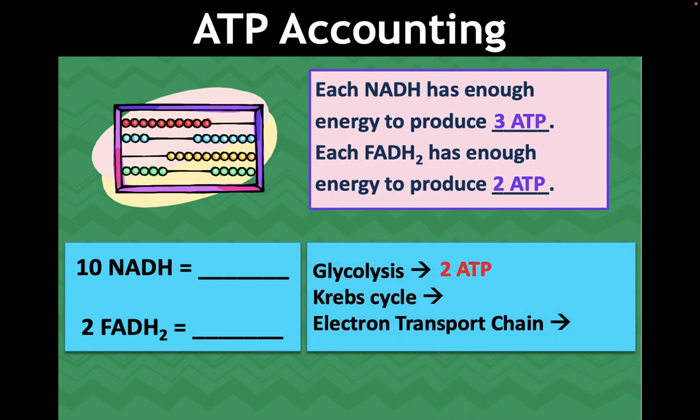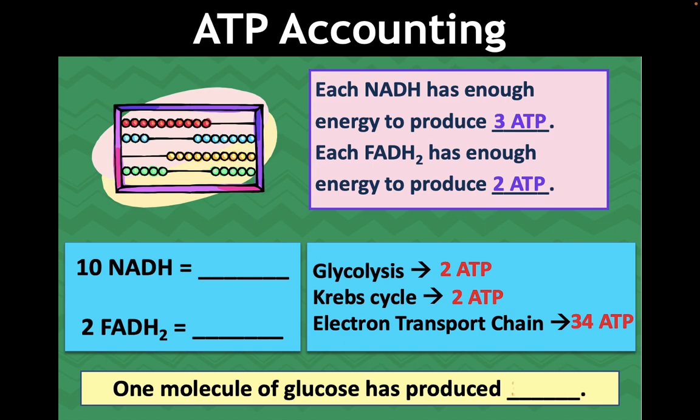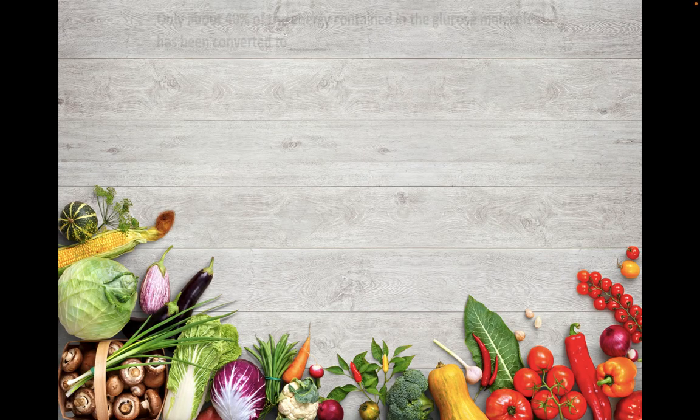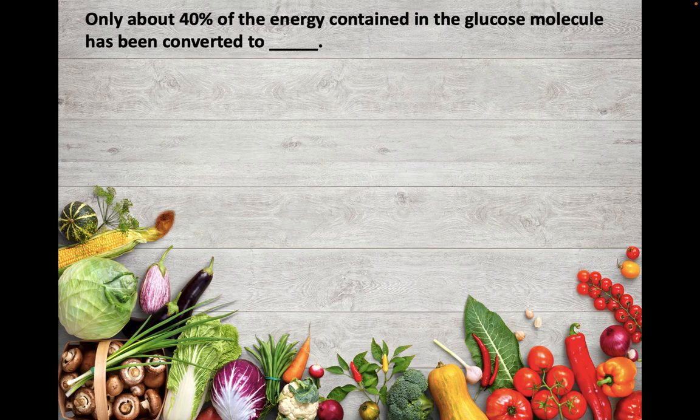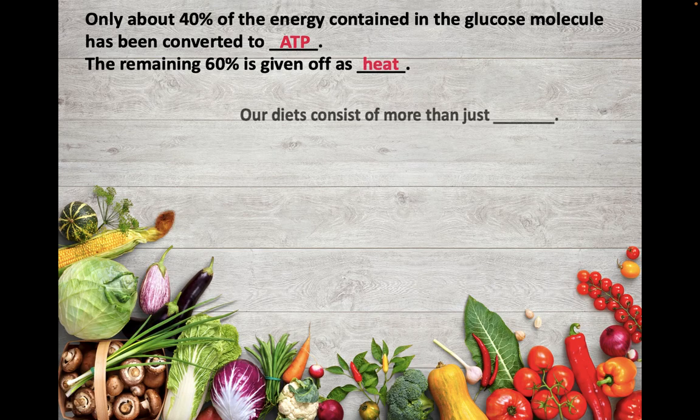So in glycolysis, we have 2 ATP. Krebs cycle, we have 2 ATP. And in the electron transport chain, we end up with 34 ATP, for a grand total of 38 for the entire respiration process. Okay, so about 40% of the energy contained in the glucose molecule has been converted to ATP. The remaining 60% is given off as heat.